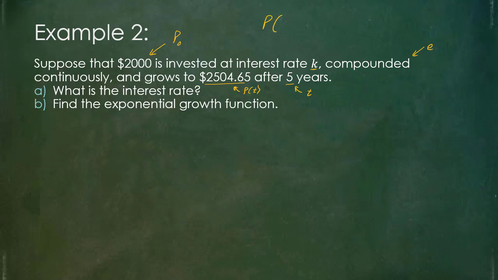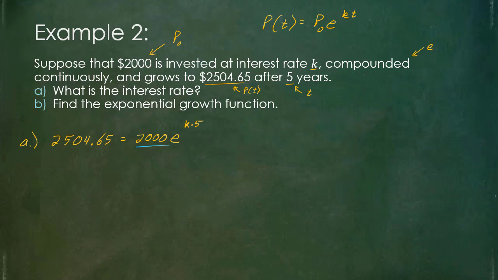So again, our template was P of t equals P sub 0 times e to the kt. So if I just use that and replace what I have, the only unknown I should have left is the k, which is technically what the first part wants us to solve for. So for part A, I'm going to go ahead and just replace the P of t with its value, 2,504.65, being equal to the original investment, which was 2,000, times e to the k, which I don't know, then times the t, which I do know for this specific amount was 5.